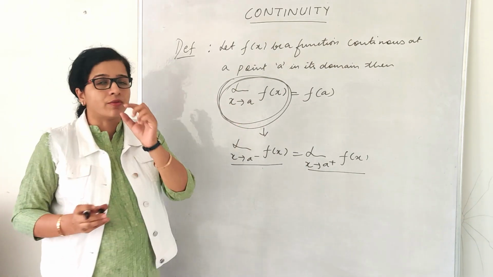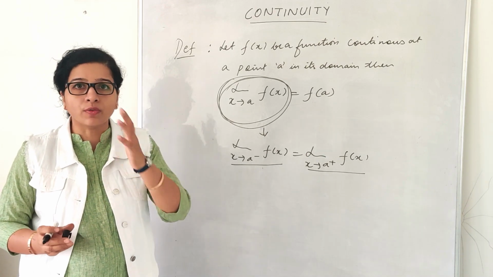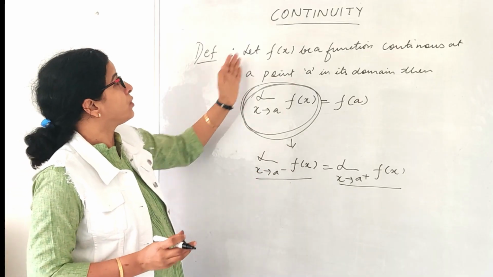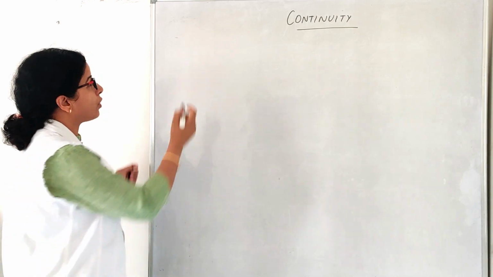So the only concept you have to extend in the existence of the limit is the value of the function at that point, and our continuity will come into the picture. Let's talk about the types of discontinuity. We already know what continuity is.